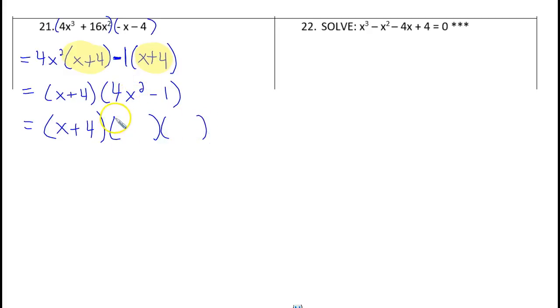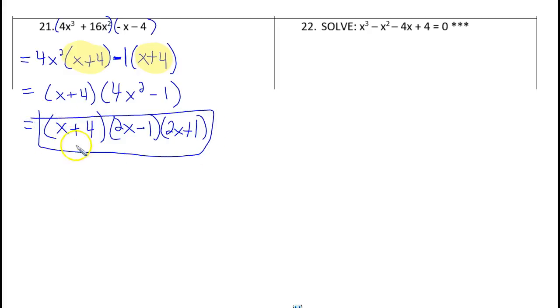2x times 2x is 4x squared. 1 times 1 is 1. A lot of people have trouble and forget 1 is a perfect square, but it is. 1 times 1 is 1. And then the signs, we're going to have a negative sign and a positive sign. That's the pattern that you have to get used to with these problems that have the difference of two squares. Now that we have 3 terms that are all factored as far down as we can get, we circle it, we're good. We can't go any further with this problem.